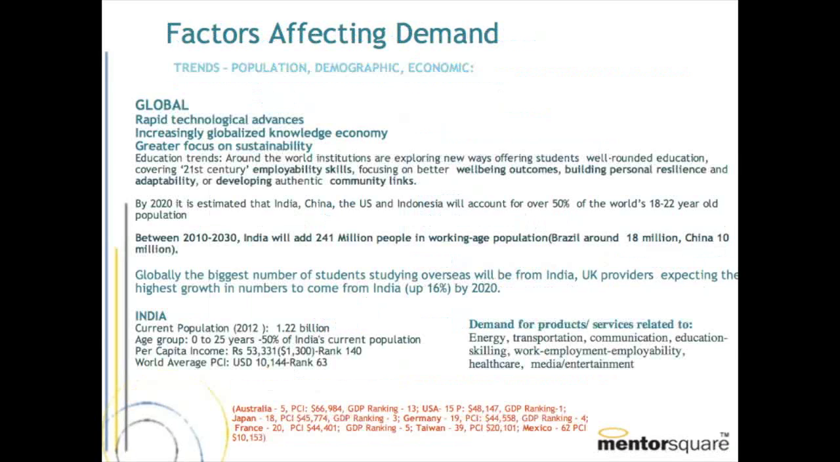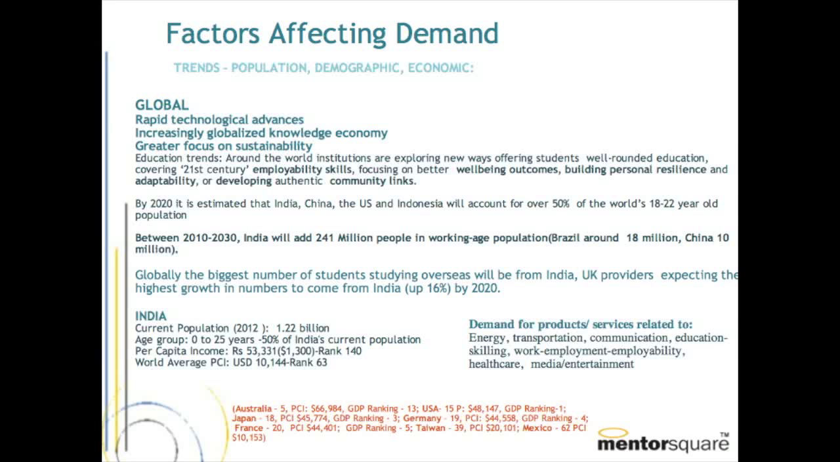To talk a little more about factors which affect demand, here let's look at some very, very broad global macroeconomic trends in terms of population, demography, and economic data. What are the overall larger trends which are playing out across the world now? Rapid technological advances, increasingly globalized knowledge economy, greater focus on sustainability.